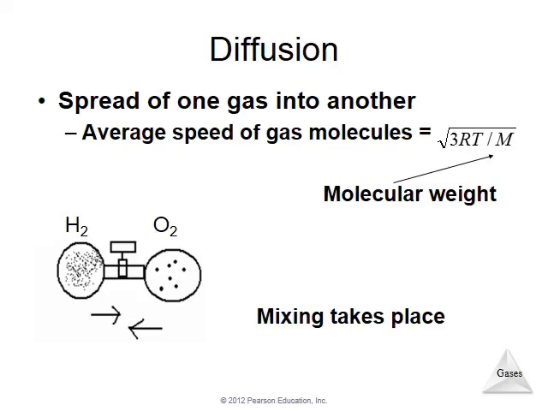Here we're going to discuss diffusion. Through this diffusion process, one gas component spreads into another gas component, and that's why you get the mixture of these gases. And the average speed of a gas molecule will be given by this: square root of 3RT over M. Again, it's the same R value, which is a constant, T is the temperature in Kelvin, and M is the molecular weight for that particular gas component.